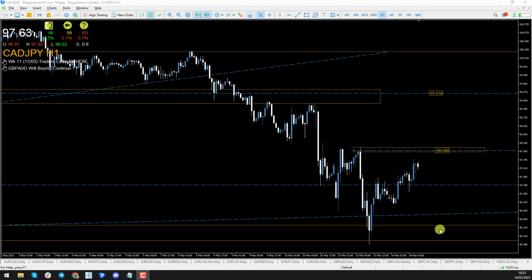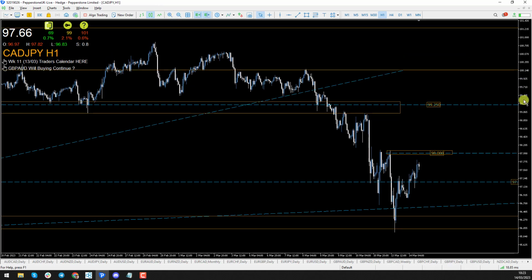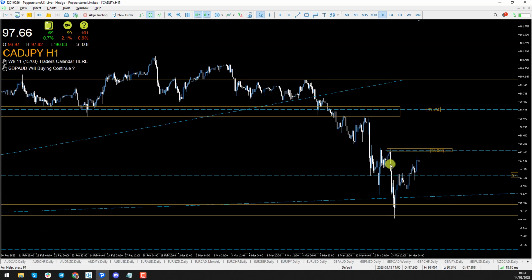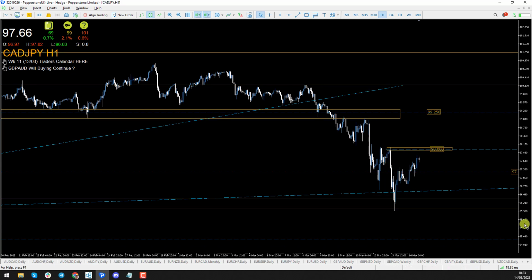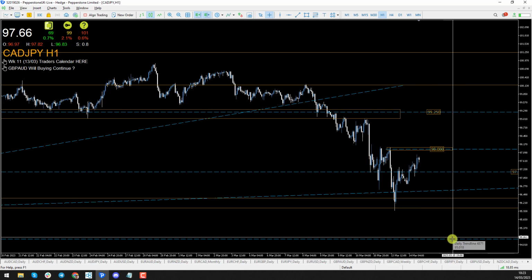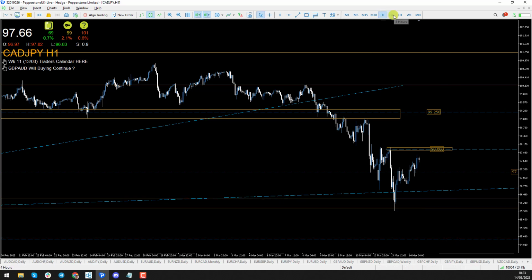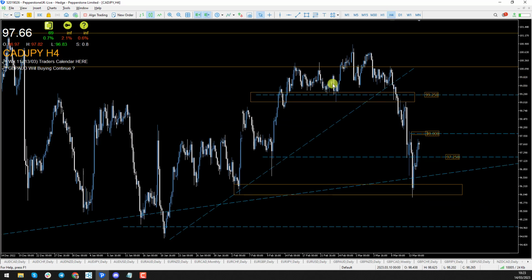If it does hold that level, there could be some good opportunities to trade back to the downside here for CAD yen. You can see that selling pressure coming from there most recently as well. Overall targets would be the 95 lows down through here. So we'll see how price reacts to that today.